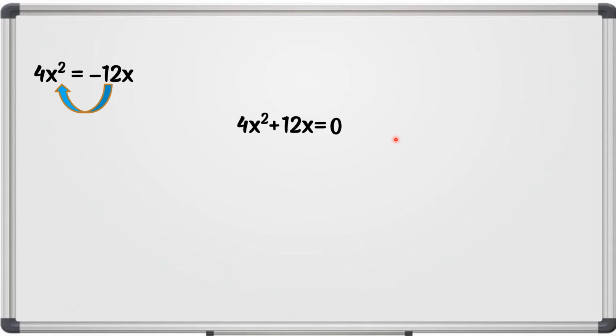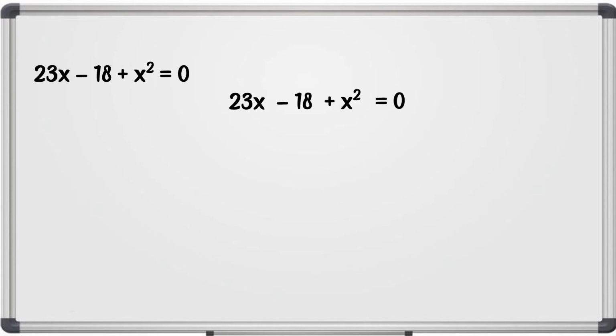We can now find the values of a, b, and c. a is the coefficient of x squared. So a equals 4. b is the coefficient of x, which is 12. And the constant term is missing. So c is equal to 0. So a equals 4, b equals 12, and c equals 0.